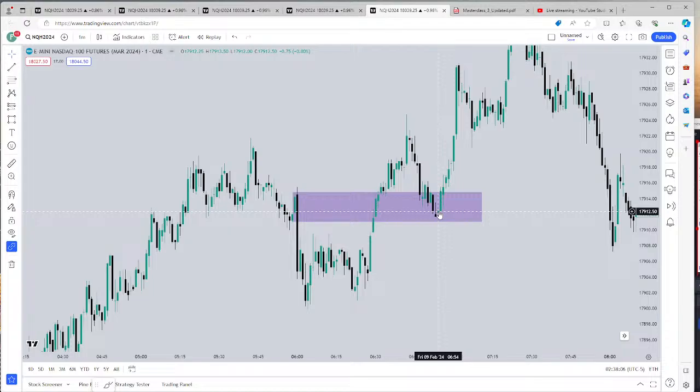I've seen that inversions, fair value gaps, and breaker. Yeah, super lines of defense. Super lines of defense.